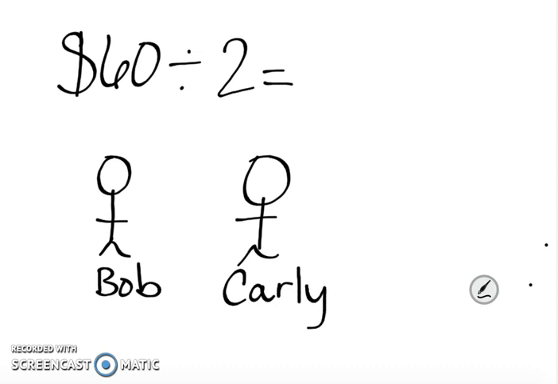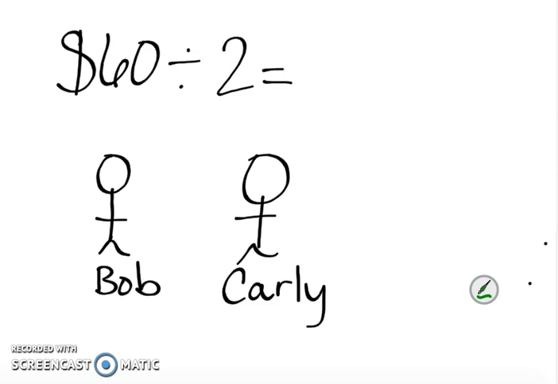Okay, so $60. I need to split it evenly between Bob and Carly. I know 60 is a multiple of 10. If we count by tens, 10, 20, 30, 40, 50, 60, that's why it's a multiple of 10. So I'm going to pretend I have this $60 in $10 bills. Now let me show you what I mean. So let me draw my cash.